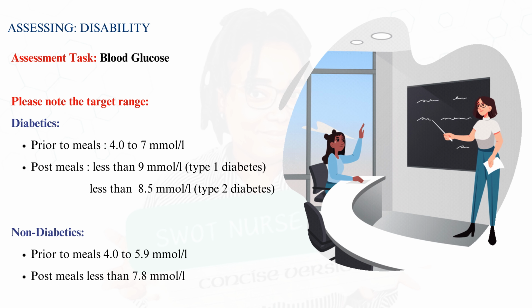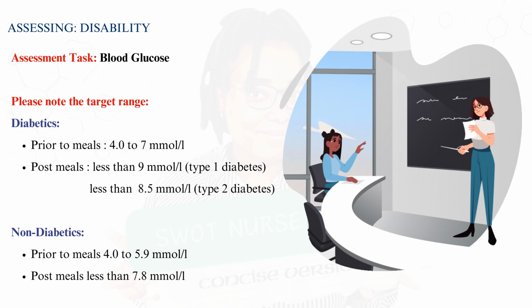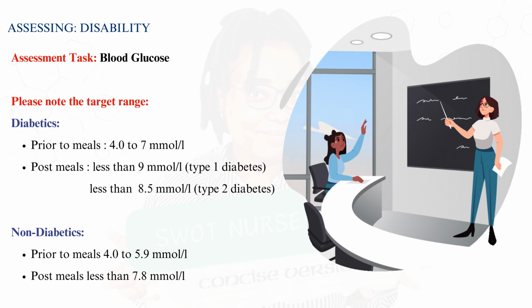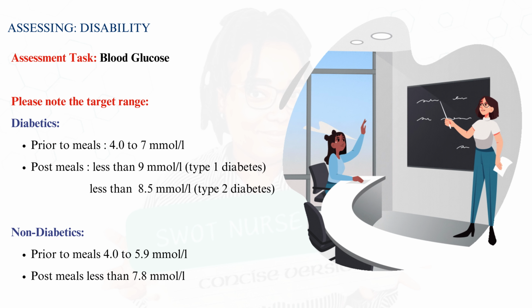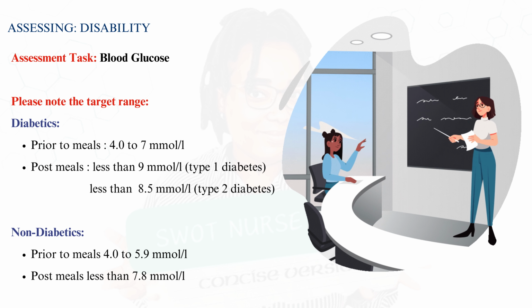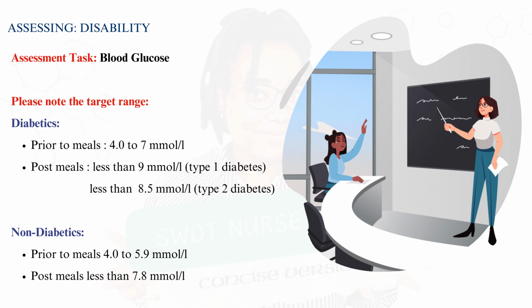Please keep in mind that for persons who are diabetic, before having a meal, he or she should have a reading within the range of 4.0 to 7 millimoles per liter. After meals, a reading less than 9 millimoles per liter is expected for people with type 1 diabetes, and a reading less than 8.5 millimoles per liter for people with type 2 diabetes.